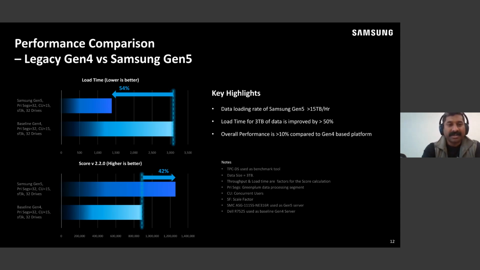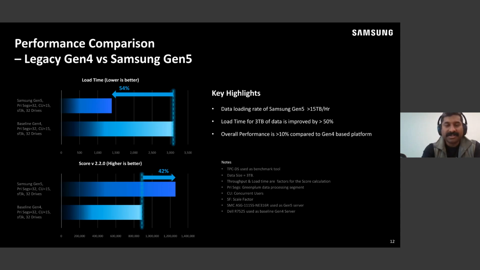And then we proceeded with the performance run, and you can see the score. The TPC-DS gives you the score, which accounts for loading time, the single user query execution time, and multi-user query execution time. So it is a combination of all 3 factors, which reflects in your score. And the higher the score, the better for you. With the 15 concurrent users, it is 40% or more better in performance compared to the nearest, best performing Gen 4 machine.